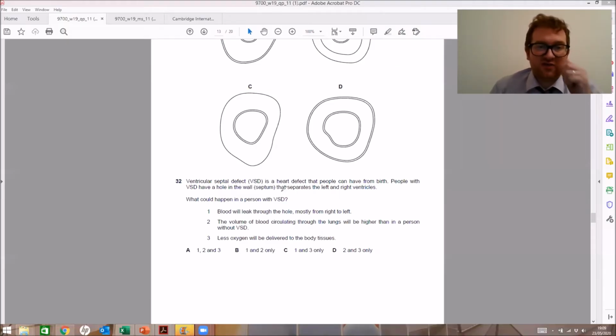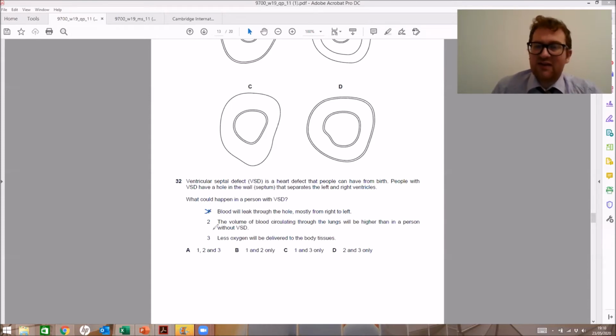Question 32, ventricular septal defect, VSD, is a heart defect that people can have from birth. People with VSD have a hole in the wall of the septum that separates the left and right ventricles. What could happen with a person with VSD? Here we have: blood will leak through the hole mostly from right to left. Well, that's not true.